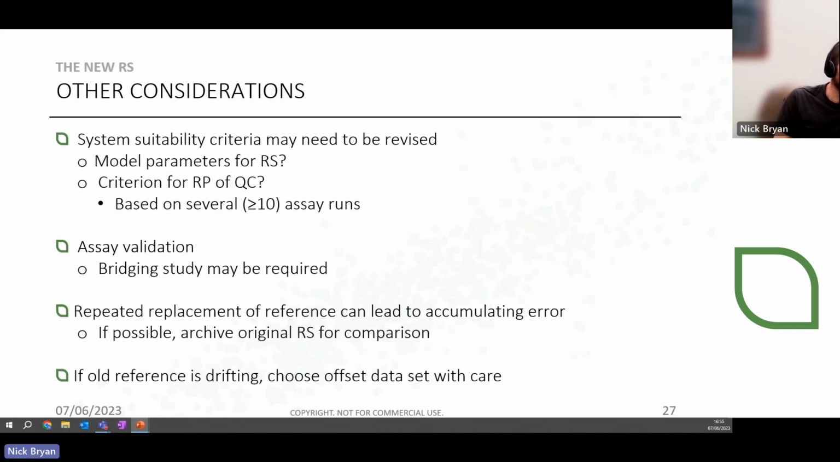The other thing to bear in mind is that our old reference standard, the one that we've got stored away, may itself drift. So we need to be quite careful when choosing an offset value for our new working reference standard. And again, this is where assay monitoring in combination with stability testing comes into play. So there's a lot of things to take into account here when considering reference standards, and they can be quite tricky things.